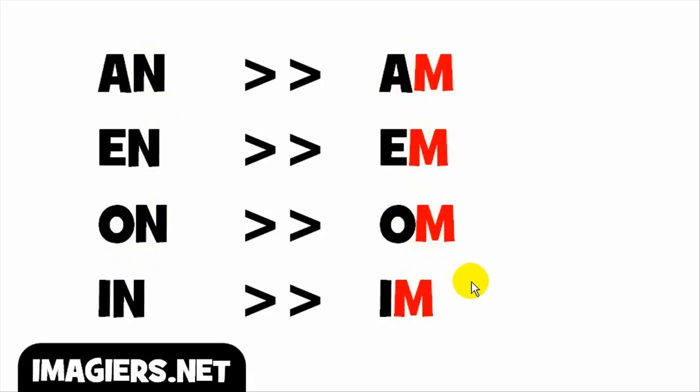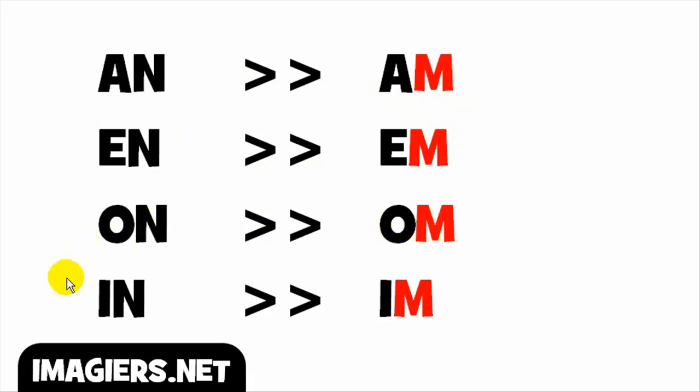The interesting thing is that the sound doesn't change. As we pronounce this A-N, en, we will pronounce this A-M, en as well. E-N, en, E-M, en. It's the same pronunciation. And then O-N, on, O-M, on.